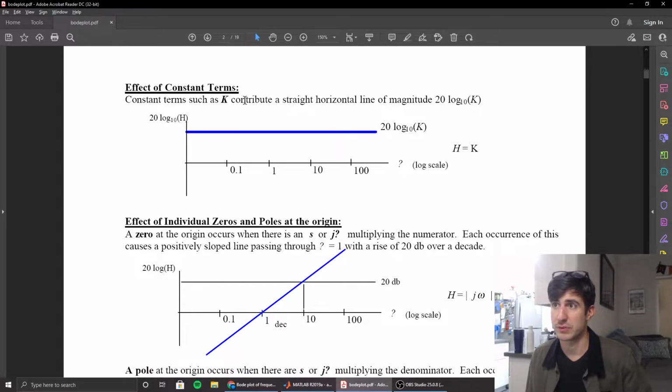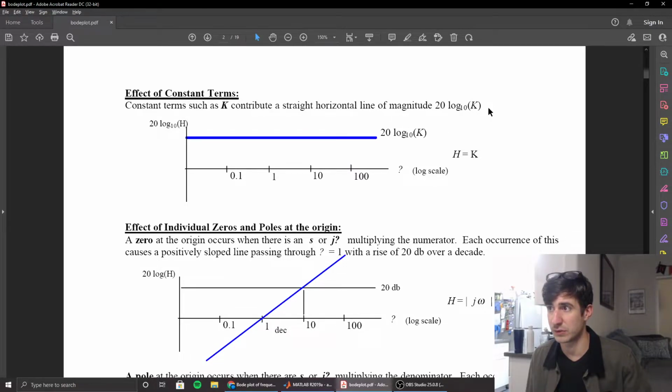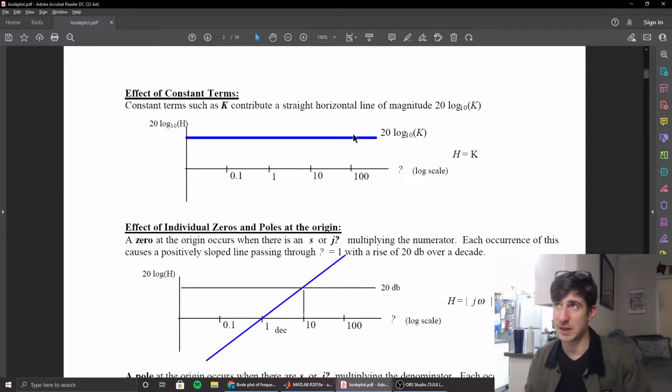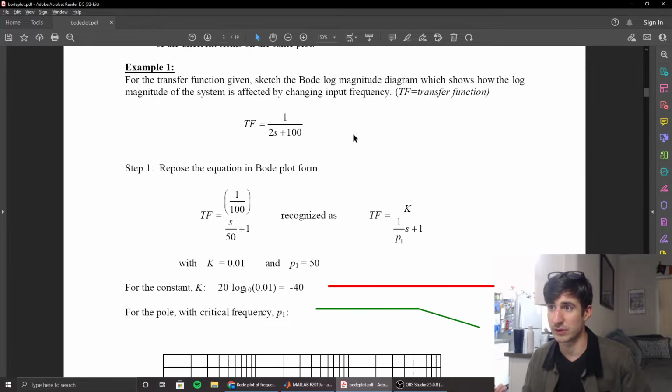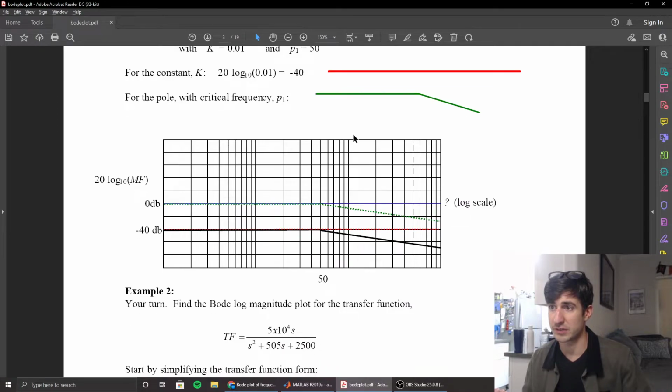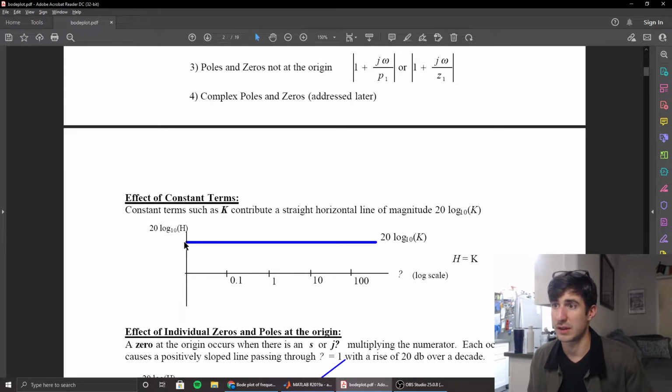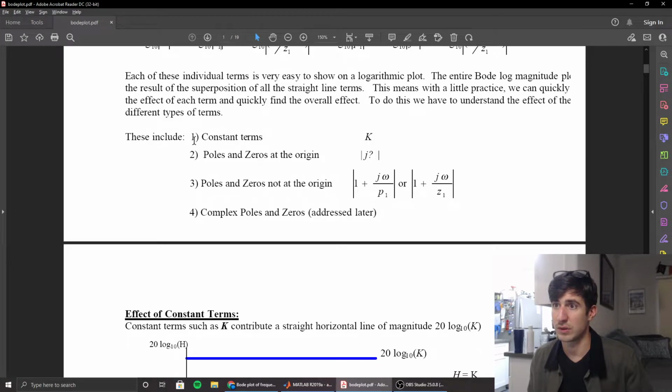So constant terms, such as k, will contribute a straight line at this magnitude. So you just do 20 log 10 of k, and you get a straight line. And I should note at the beginning, when you sketch a Bode plot, you're really just superimposing these effects on one another, as you can see right here. And the black line is the net of all these added together. So constant terms, that's when you're starting at the origin. That's why we do it in this order.